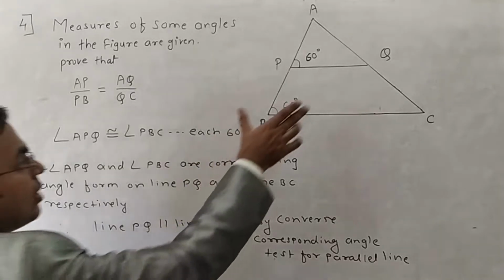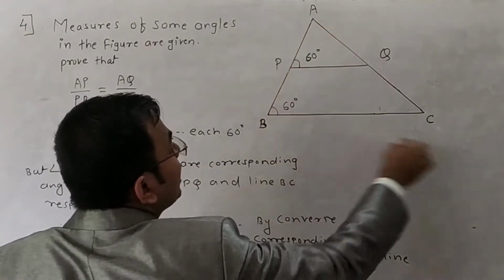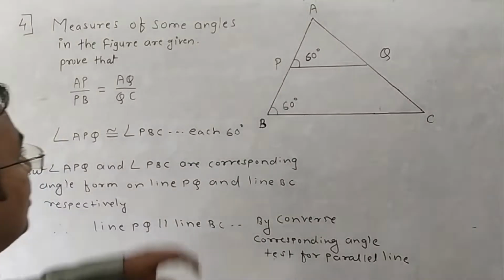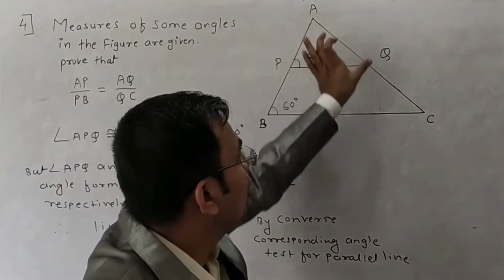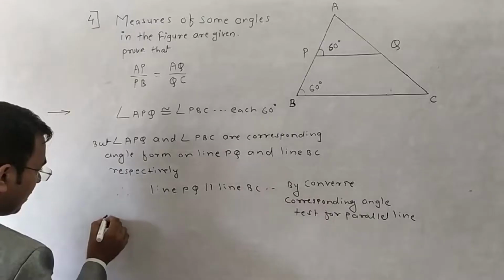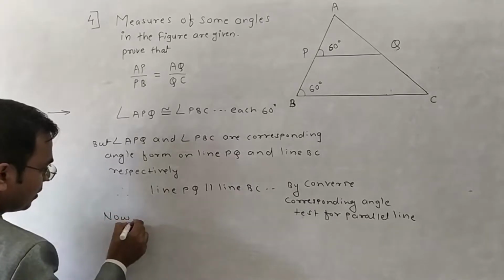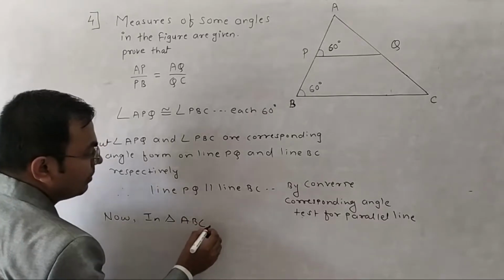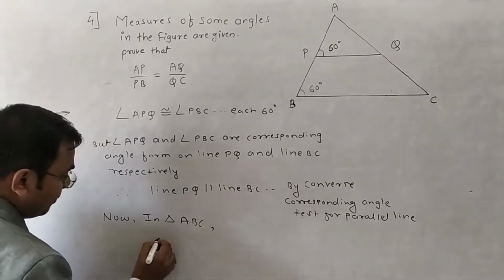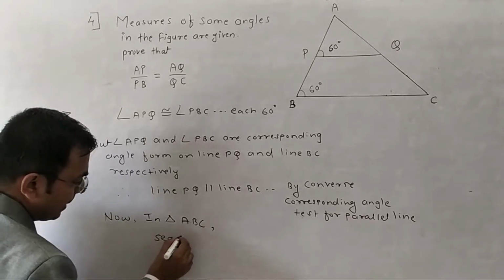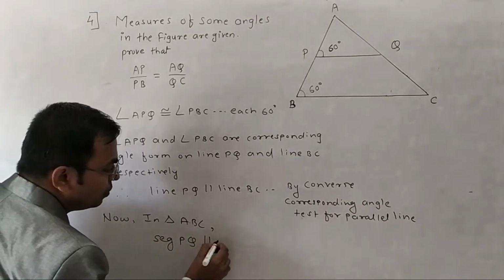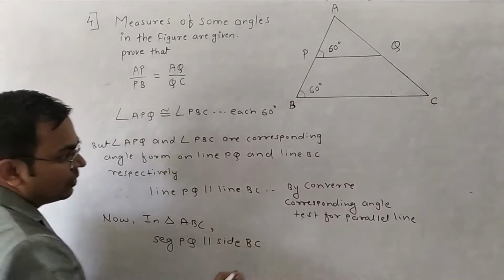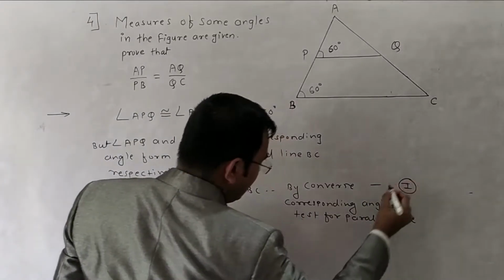So now we have this parallel to this. In triangle ABC, if PQ is parallel to BC, by using BPT, we can write AP upon PB is equal to AQ upon QC. So now in triangle ABC, segment PQ is parallel to side BC. Okay, make it equation number 1.